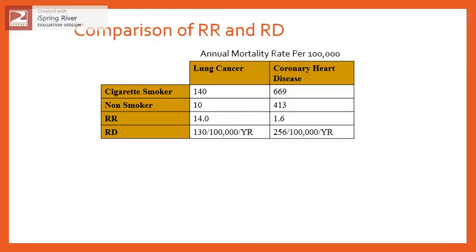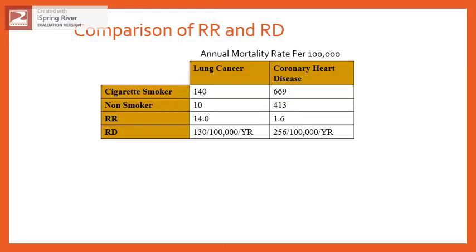There are some situations where data might show a higher risk ratio, relative risk, but not a higher risk difference. Here's an example of that. Lung cancer and coronary heart disease. Smoking is a risk factor for both of those.